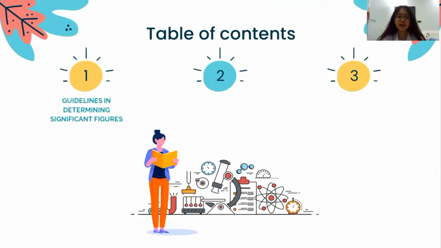First, I'm going to discuss the guidelines in determining significant figures. Next, I'm going to discuss the conversion of units. And lastly, I'm going to discuss the classifying system of units.